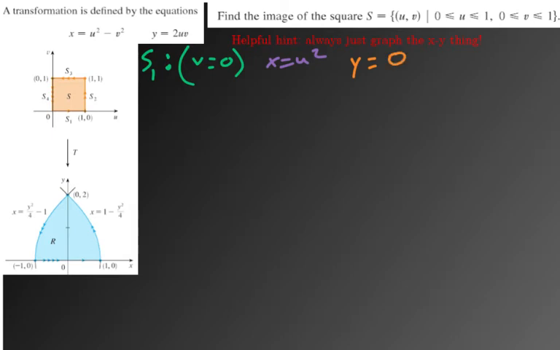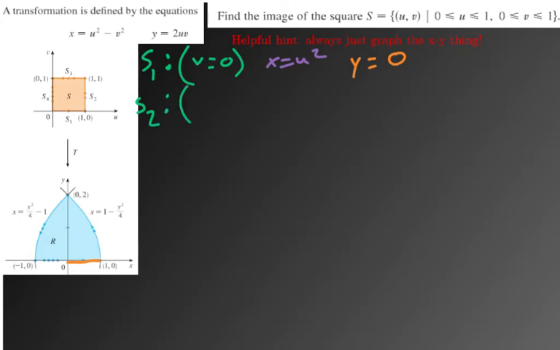And so what's happening here, the important thing is that this S1 gets mapped to y equals 0. You always just plot the xy stuff, right? So x equals u squared doesn't help me over here, right? But this definitely does. I know that this is going to go here. And so that's just basically what I'm going to do. I'm going to go around the square.